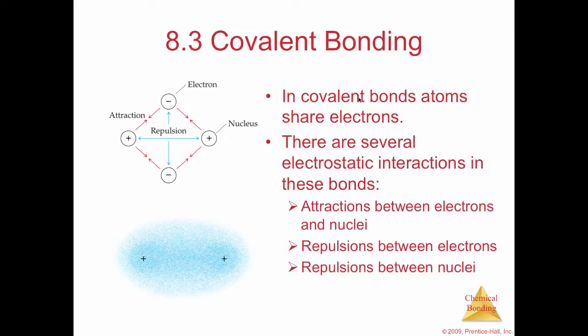8.3 Covalent bonding. In covalent bonds, atoms share electrons. There are several electrostatic interactions in these bonds. There's the attraction between the electrons and the nuclei, repulsions between electrons, and also repulsions between nuclei.